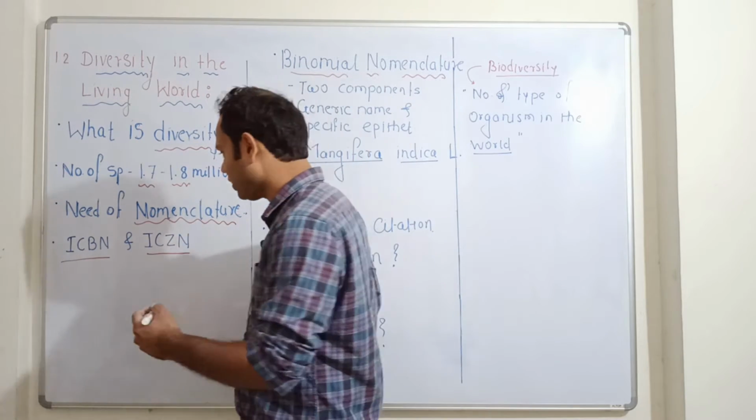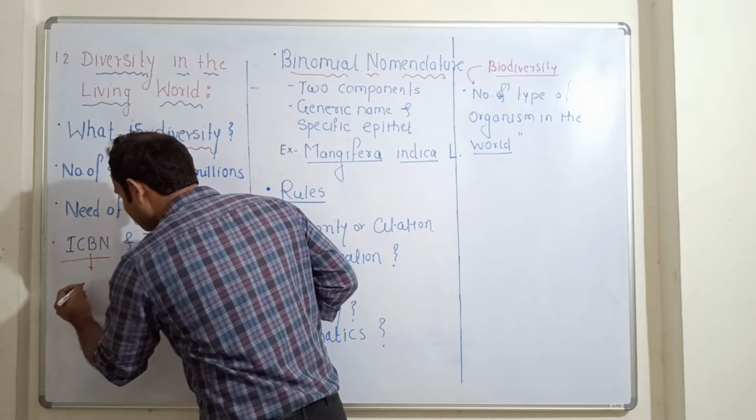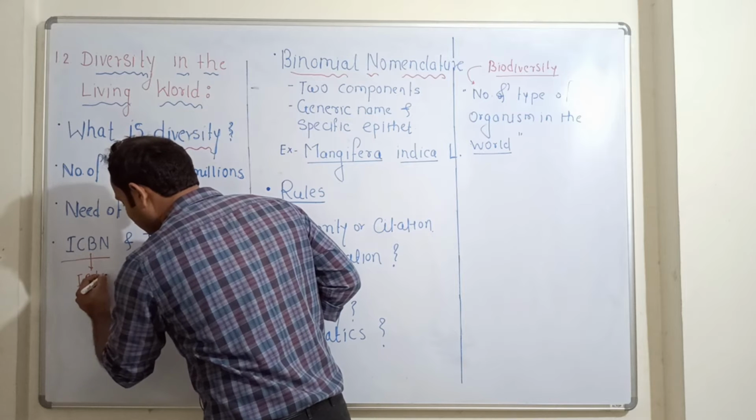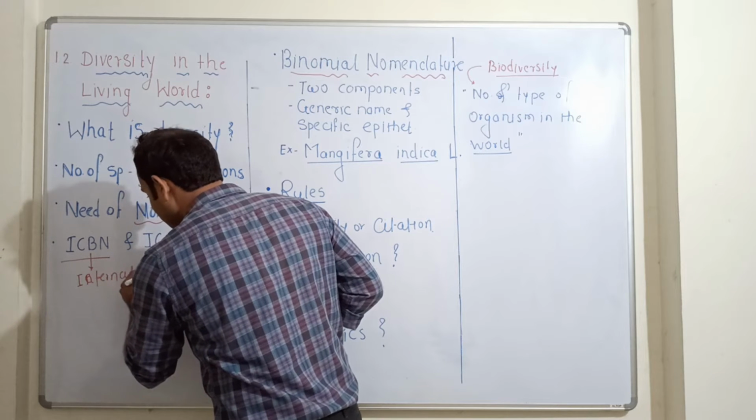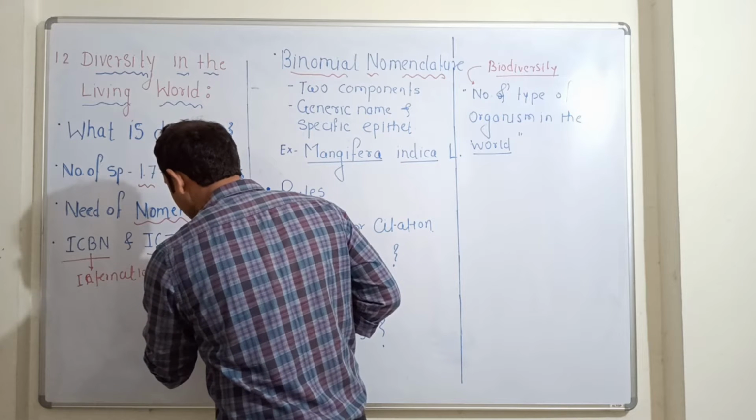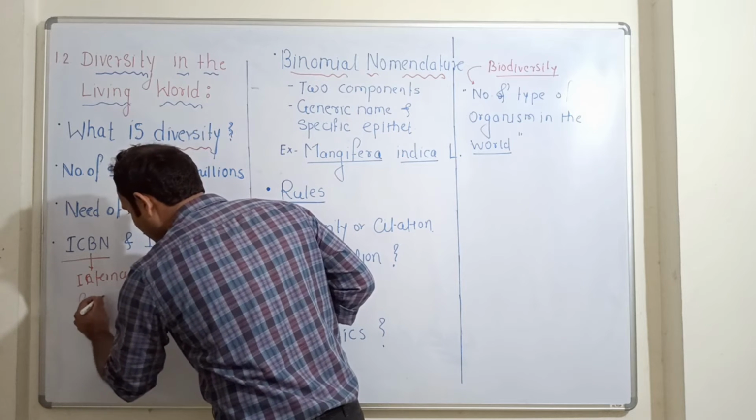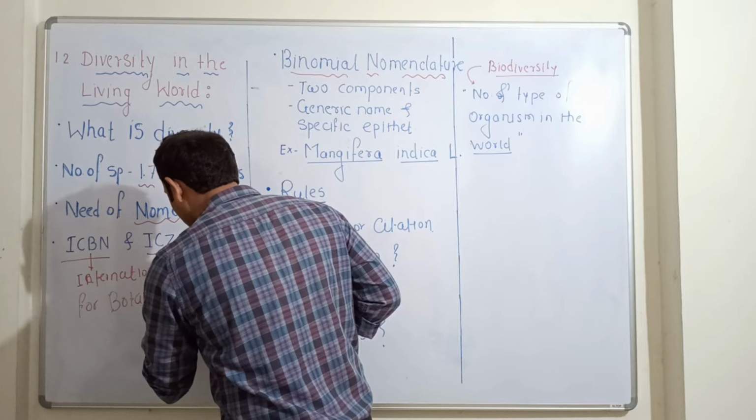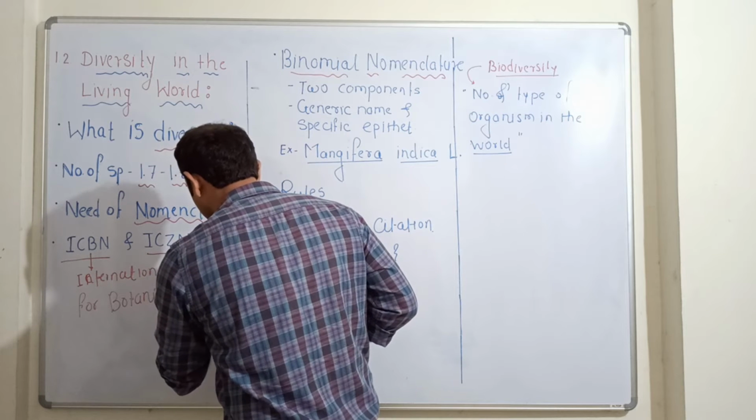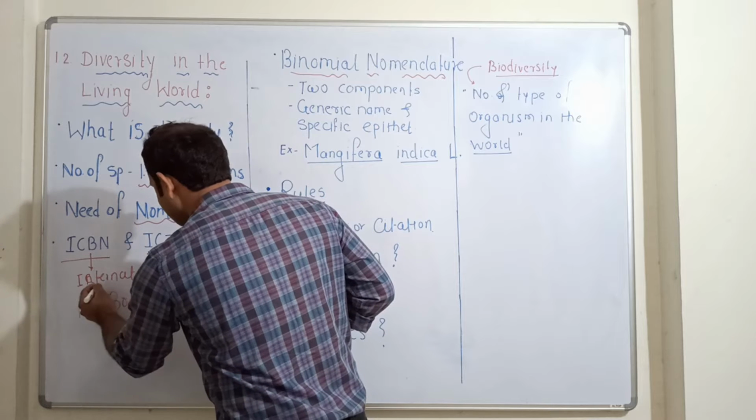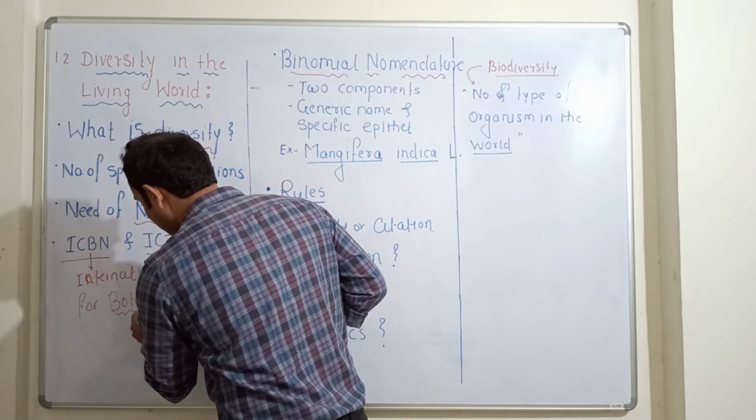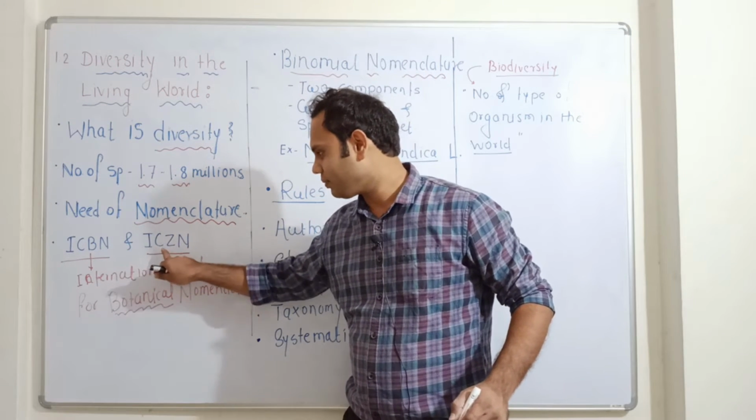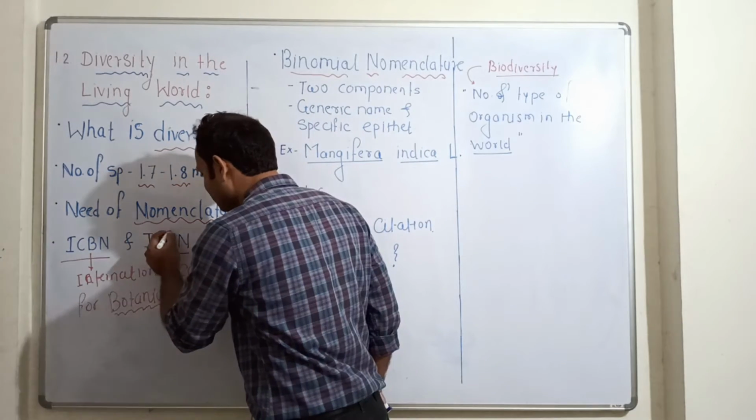What do they stand for? ICBN means International Code for Botanical Nomenclature. And what is ICZN? ICZN is the same, but instead of botanical it is zoological.